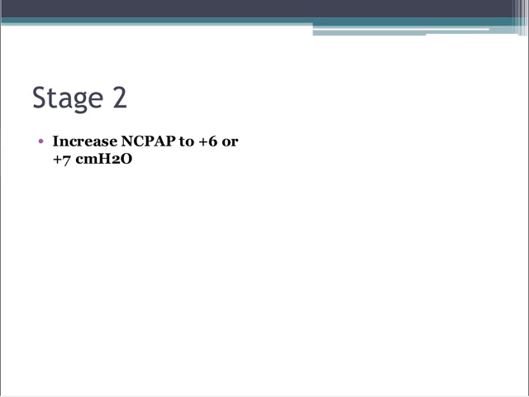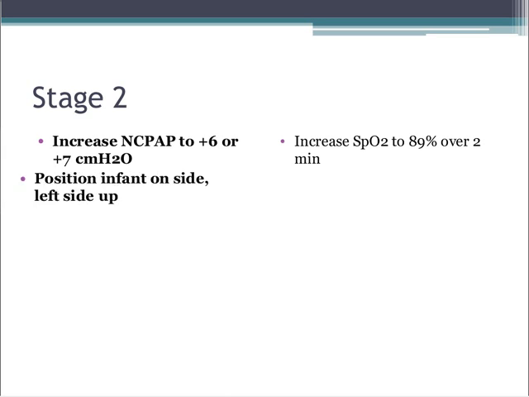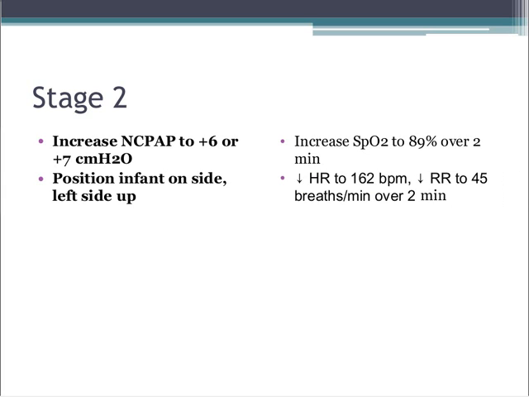So the first thing would be to increase the nasal CPAP setting to either plus 6 centimeters of water or plus 7 centimeters of water. And if they do that, the operator will have the SpO2 increase to 89% over 2 minutes. So slowly it seems like the lungs are inflating a little bit better. They may also choose to place the infant on their side, left side up, to try and reinflate that lung. And if they do that, the heart rate will drop slowly and the respiratory rate will drop slowly over 2 minutes.